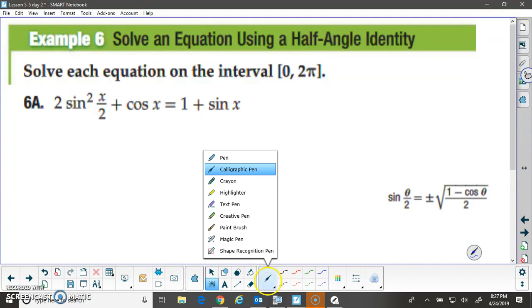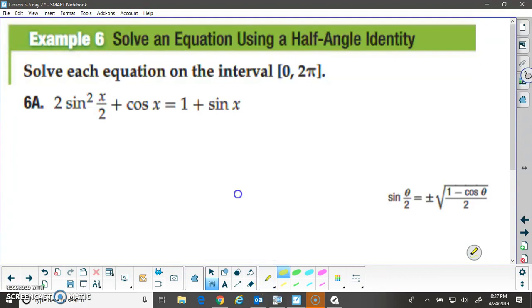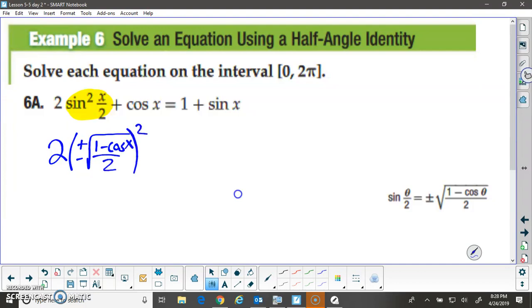Hopefully when you look at this, you can recognize that we're going to have to change this guy right here using our half-angle formula for sine. I've got it in the bottom right-hand corner. I've got this 2 in front. I've got the plus or minus square root of 1 minus cosine of x, all divided by 2. All this is squared, plus cosine of x equals 1 plus sine of x.